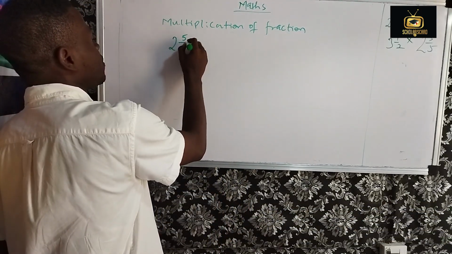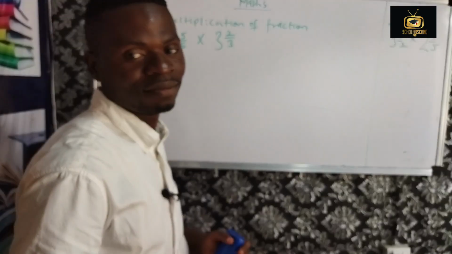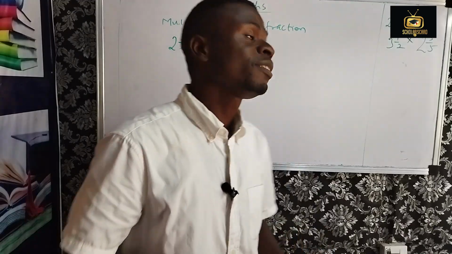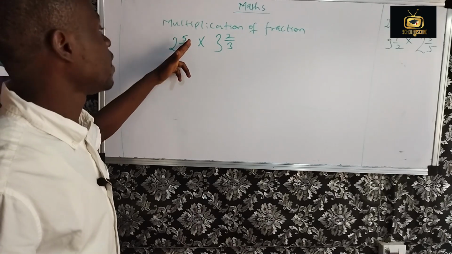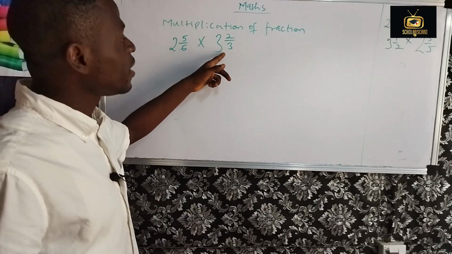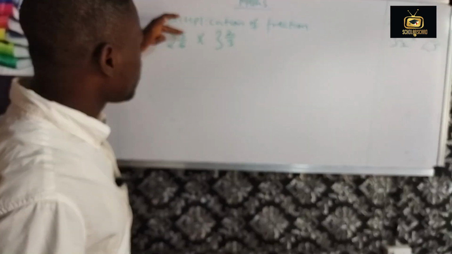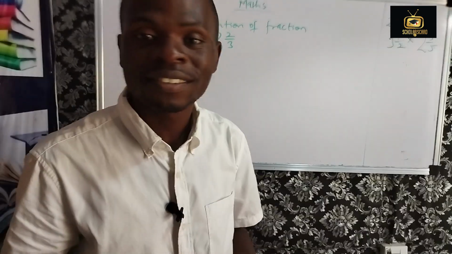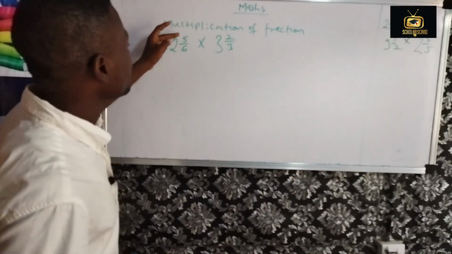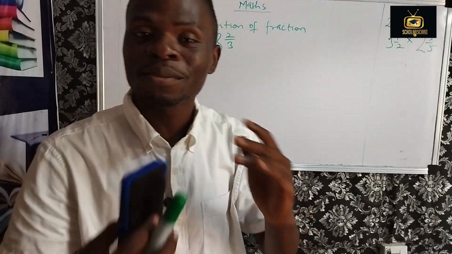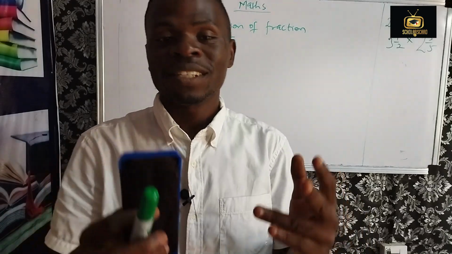Now, we have a question: 2 whole number 5/6 times 3 whole number 2/3. In this place, this 2 is a whole number and this 5/6 is a fraction. 3 is a whole number and 2/3 is a fraction. 5/6 is a proper fraction. 2/3 is a proper fraction. 2 whole number 5/6 is a mixed number, while 3 whole number 2/3 is also a mixed number.